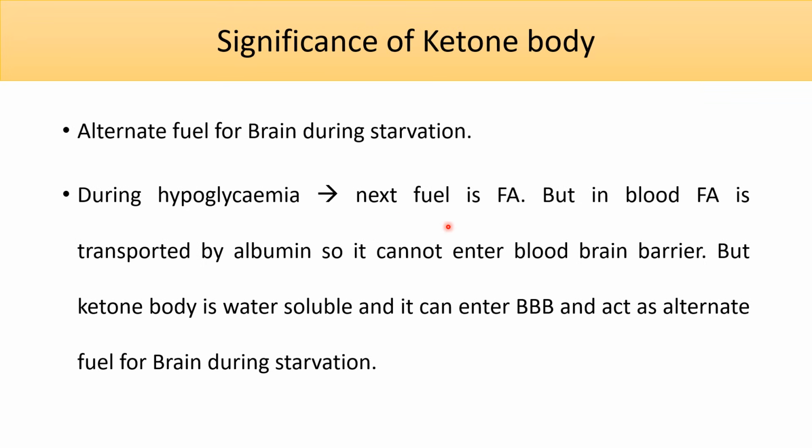In the liver, they will undergo catabolism to form acetyl-CoA. Acetyl-CoA in the liver will be used for the synthesis of ketone bodies. Since ketone bodies are water soluble, they can freely travel in the blood and reach the brain. They can easily pass through the blood-brain barrier and enter the brain, and that ketone body will be used by the brain as the alternate fuel during hypoglycemia. So this is the significance of ketogenesis and ketolysis.